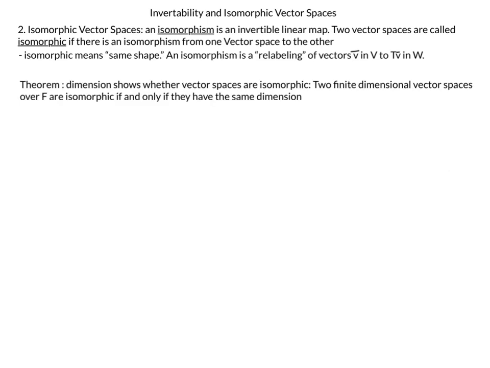This next theorem is kind of surprising but extremely powerful, and you'll probably end up remembering it just because it's so powerful. Dimension shows whether vector spaces are isomorphic. So two finite dimensional vector spaces over F are isomorphic if and only if they have the same dimension. And before we do the proof, I want to remind you why this is such a powerful theorem. It says that any n-dimensional vector space is isomorphic to Rn and Fn because they have the same dimension.